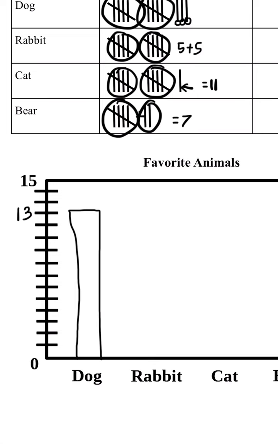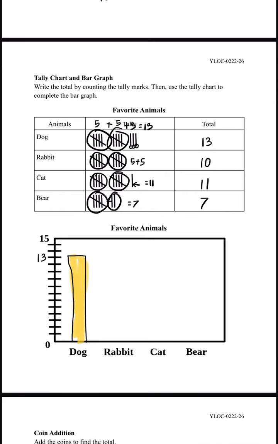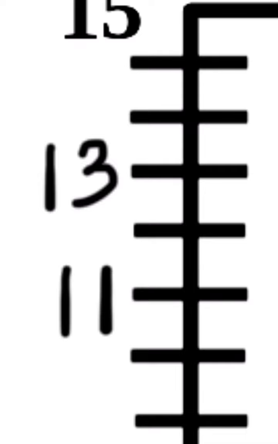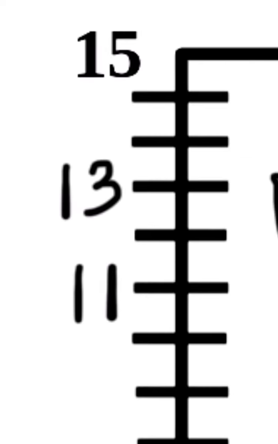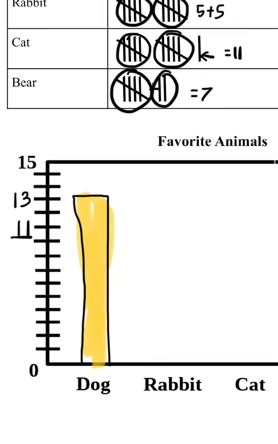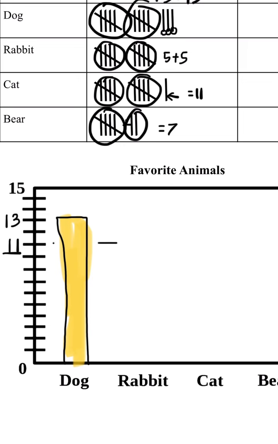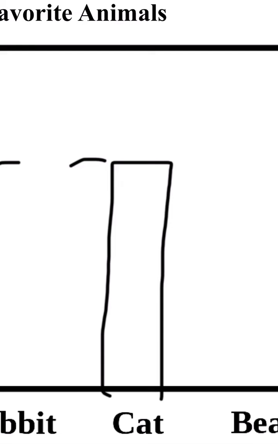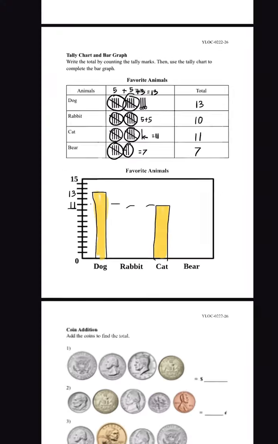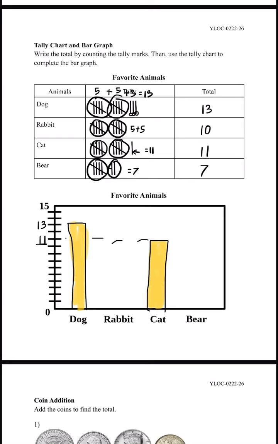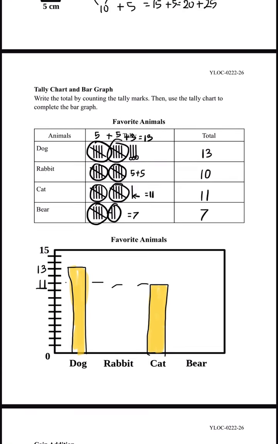And then now we need to graph the cat. Let's try graphing the cat, and there are 11 in total, so we need to write 11 over here. It's about here, so we need to graph this until it reaches the height of 11. So these are the graphs of dogs and cats. Let's move on to the next page.